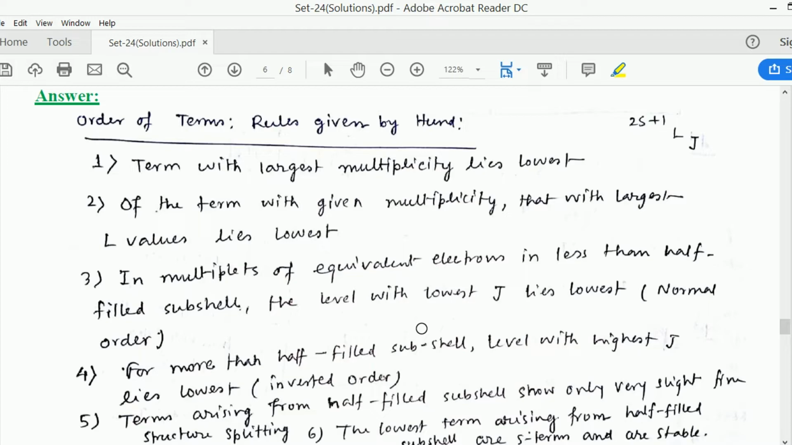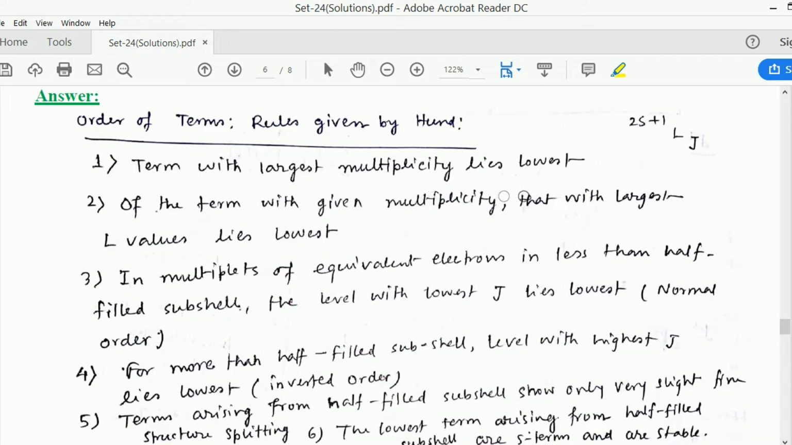Because we have already published a set video on atomic and molecular physics. I will be giving you the link in the description. You can check it out. And this is the second set video on atomic and molecular physics. And in the previous video also, I have given you Hund's rule. This is the same thing.